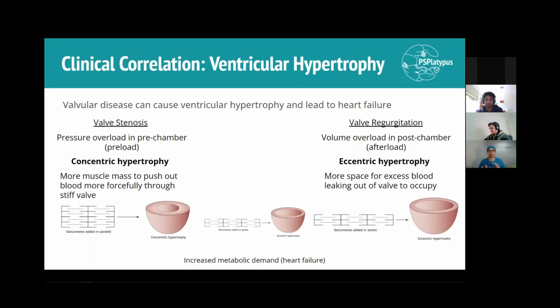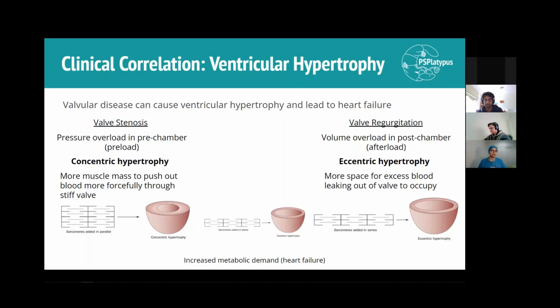So there's two types of hypertrophy here, concentric and eccentric. Concentric refers to adding more sarcomeres within the myocytes in parallel. So you're not actually adding more cells themselves, you're making the cells themselves bigger, but you can make them bigger either along their width or their length. In this case, you're making them bigger along their width and making them thicker, right?